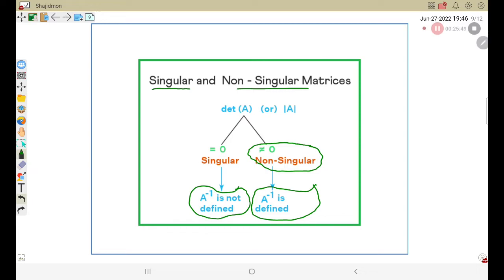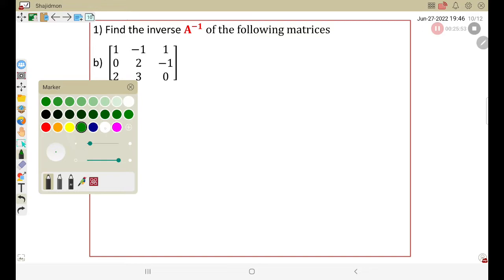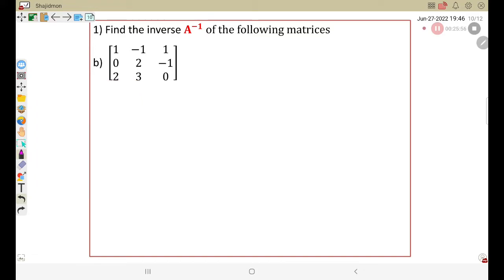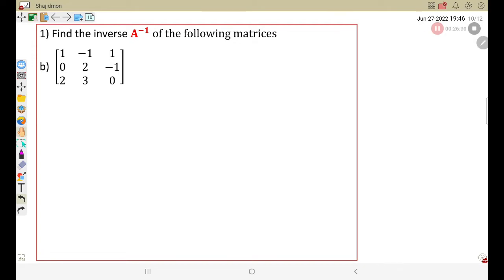Now we will come to the 3 by 3 matrix. How to find the inverse of a 3 by 3 matrix. This is a lengthy procedure. I am practicing it just for your understanding, one or two questions. Okay, now I will start the procedure.